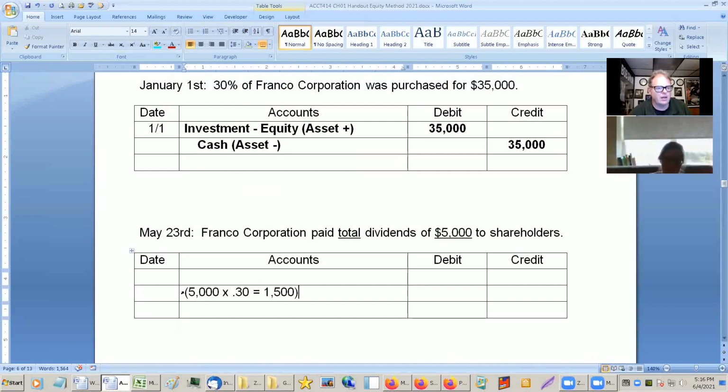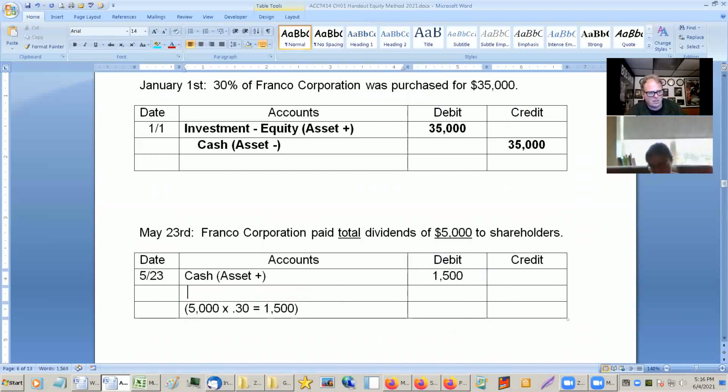Okay. Oops. I got that in the wrong line. I'm going to need a count to go there. Okay, so this is on May 23rd. Okay, so the cash will go up. They paid it to us. All right, 1,500.